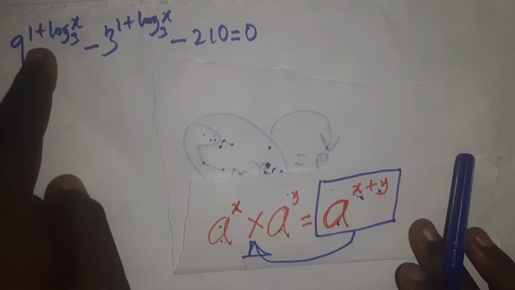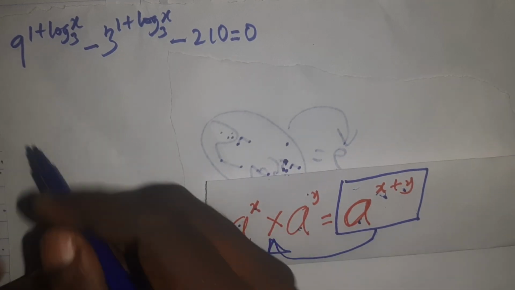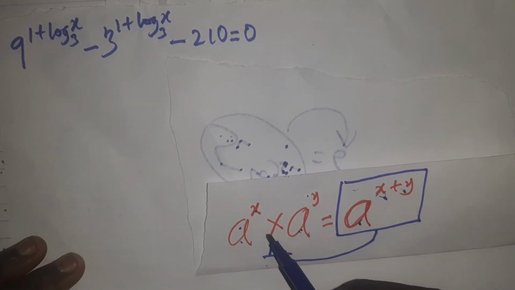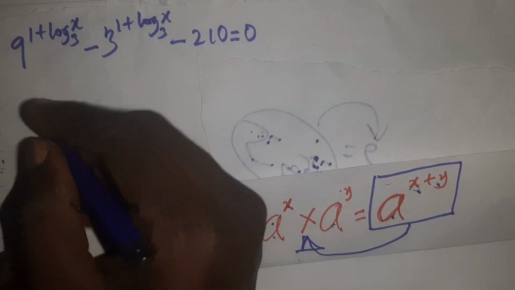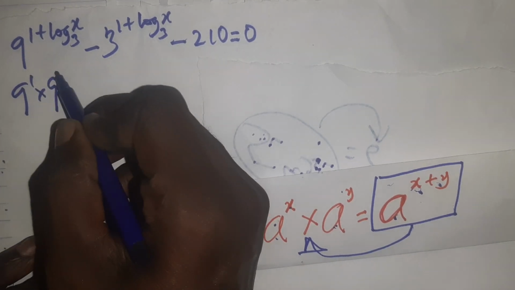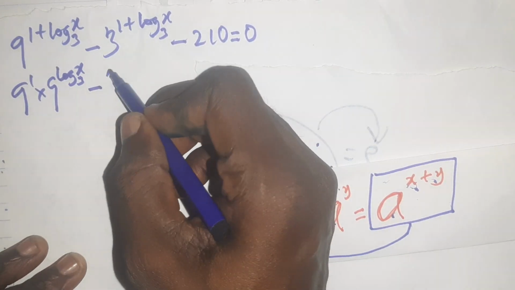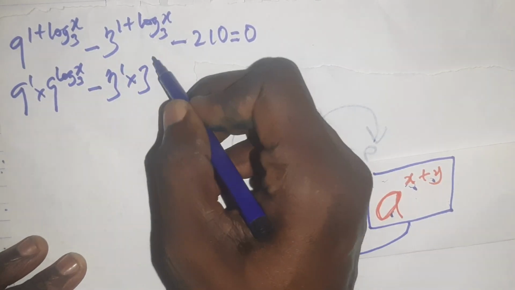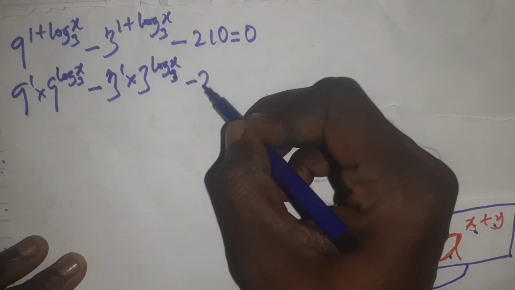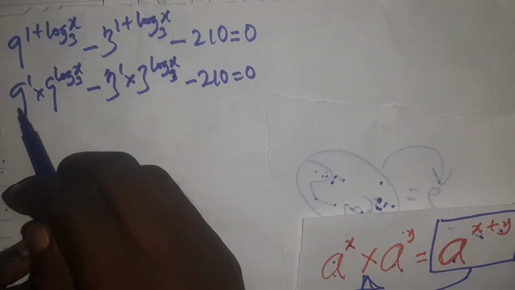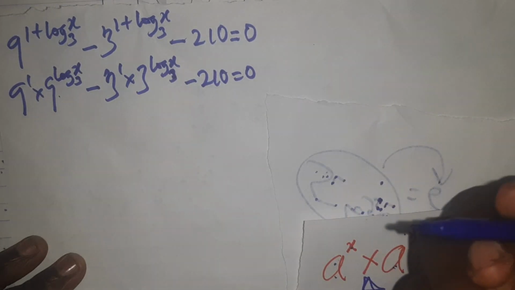So following this pattern, I can reverse this to something like this. a raised to x plus y becomes a raised to x times a raised to y, so I'm going to use that logic here too. This becomes 9 raised to 1 times 9 raised to log x base 3, and I'll do the same thing here too: minus 3 raised to 1 times 3 raised to log x base 3, then minus 210 equals 0. Of course, if you multiply back, you get this, because you pick one base and add the powers. So we are doing the right thing.